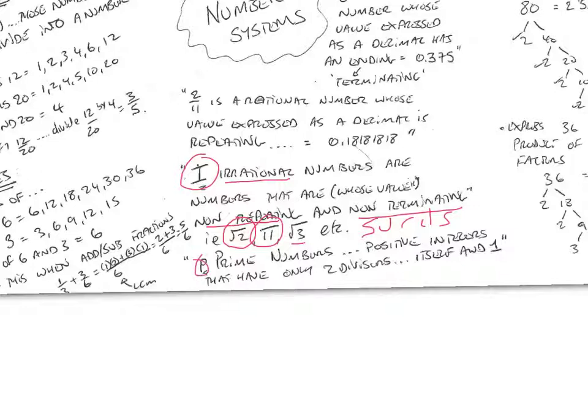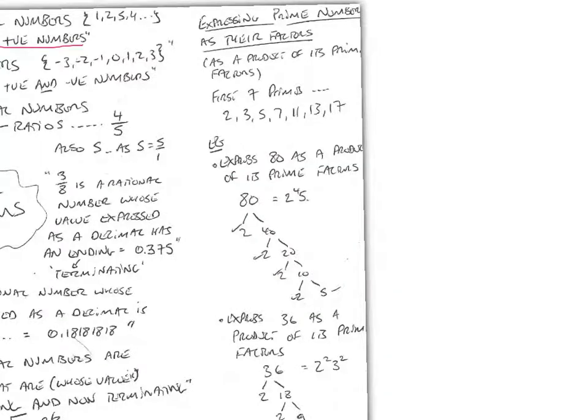Prime numbers, small p, these are the positive integers, positive whole numbers, that have only 2 divisors, itself and 1. 2 is an example of a prime number. Its only 2 factors are itself and 1. Only 2 will divide into 2, and only 1 will divide into 2. If we were to list the first 7 prime numbers, we would have 2, 3, 5, 7, 11, 13, 17, and so on. All these numbers only have 2 factors, themselves and 1. They're only divisible by themselves and 1.